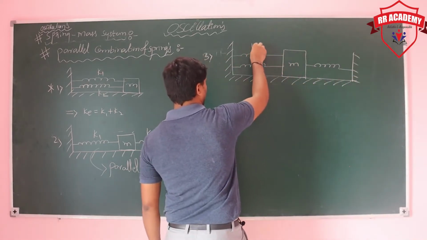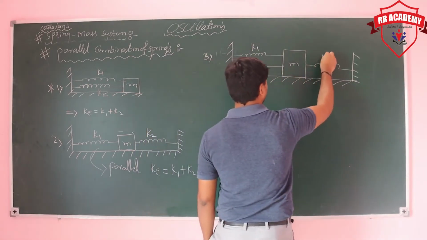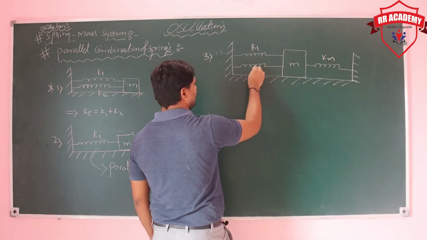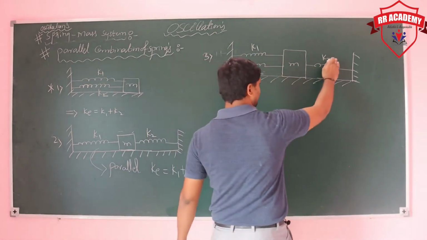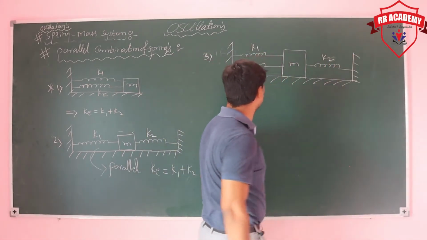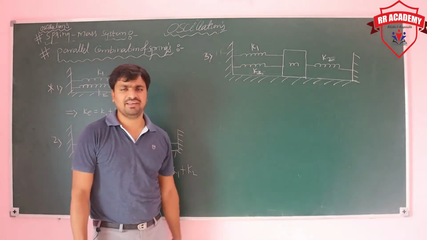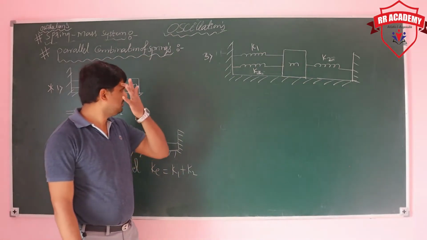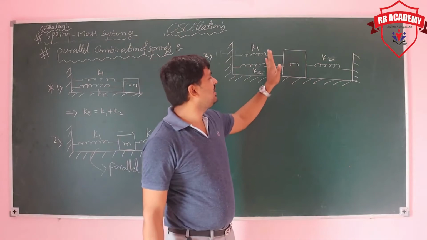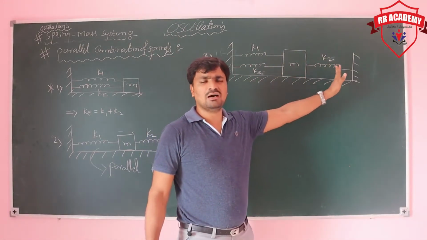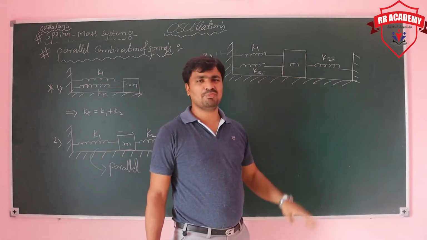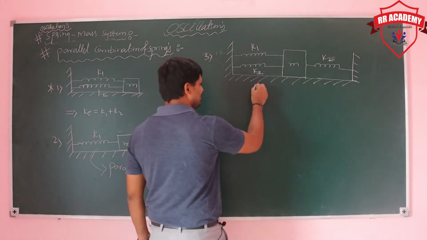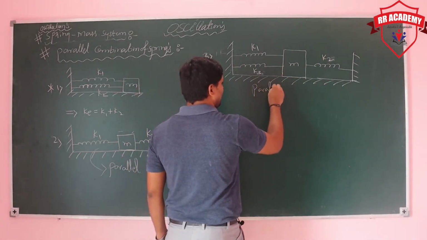K1, K2, K3. Which combination is it? See here, the extension in 1 and 3 is equal to compression in 2. So that's why this combination is again parallel.